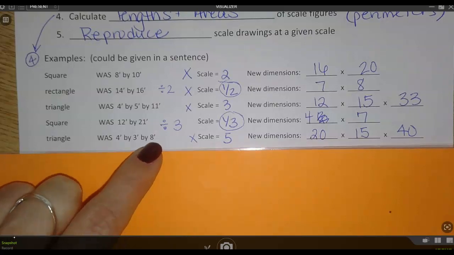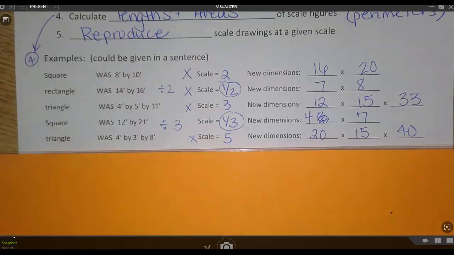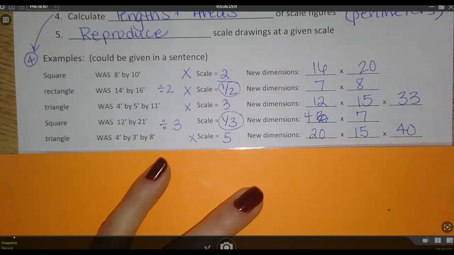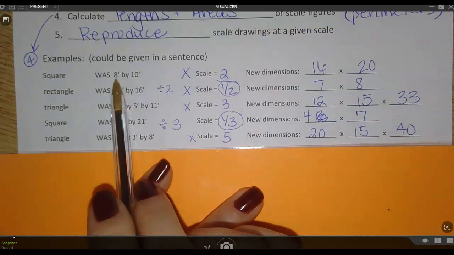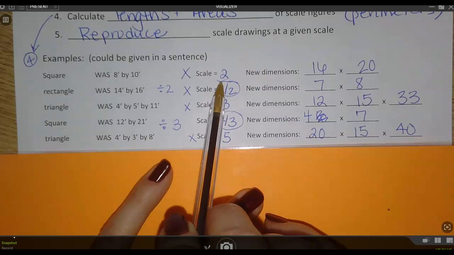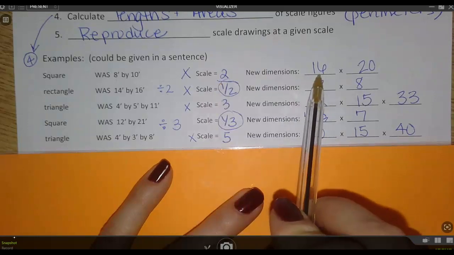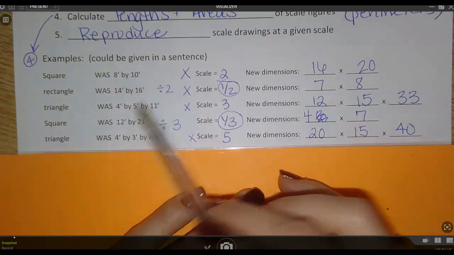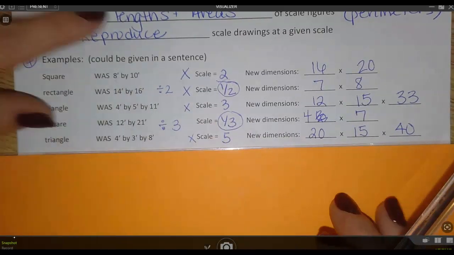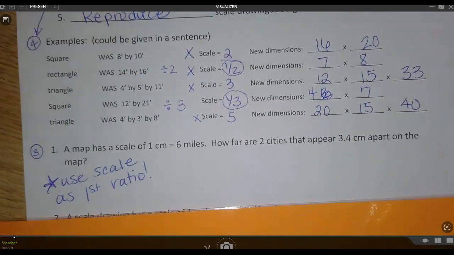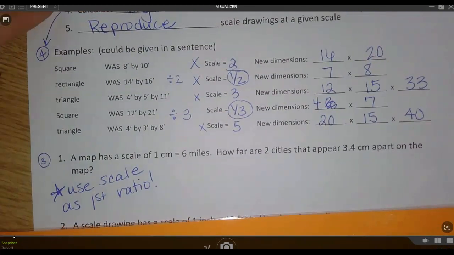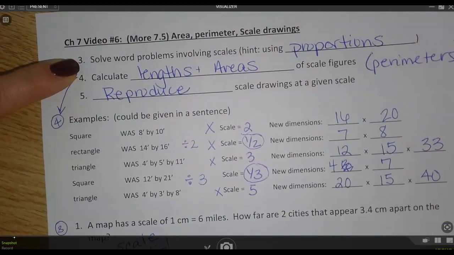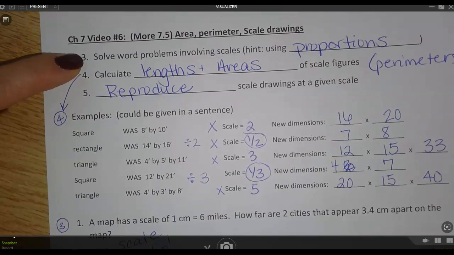Okay, so these could be written like this, or they could be given in a sentence. It might be more of a story problem that says, hey, you had something that was 8 feet long, you're making it bigger by a scale of 2, what would it be now? So we can see that we're just multiplying by the scales. Or we could see it written as a story problem. So again, this would go back up here, more like target 3.